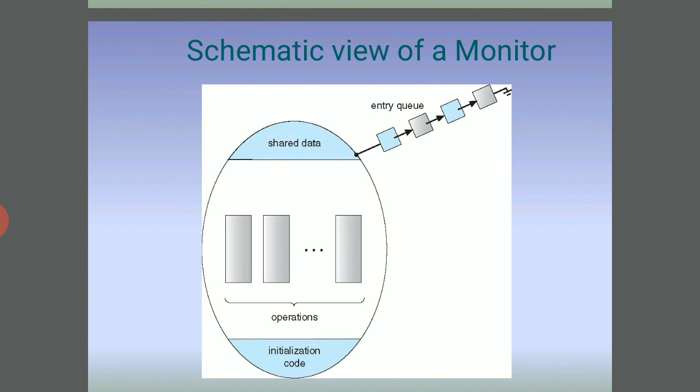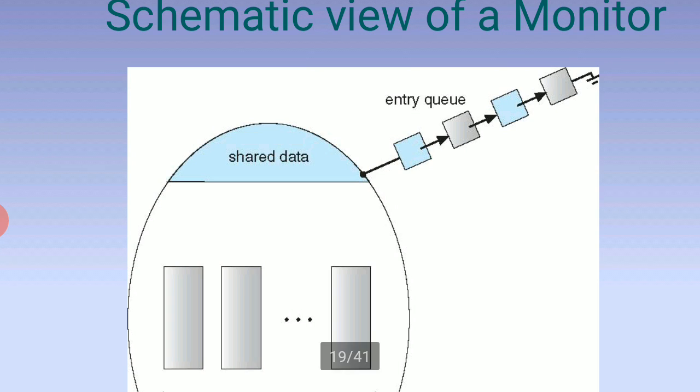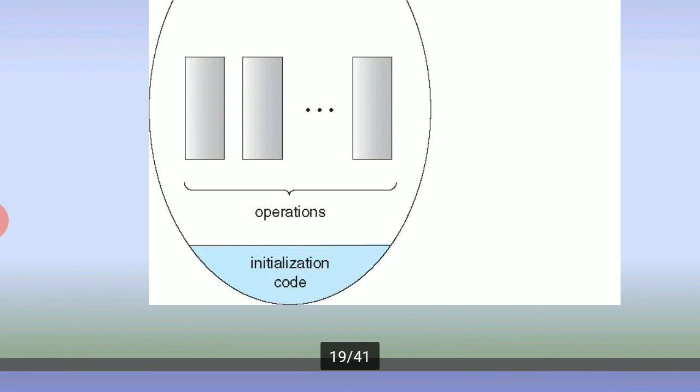The schematic view of the monitor. Here see the diagram. This is the shared data and the queue. Queue means the first program completes, then the second program will run, and when the second program is completed, the third program will run. This is the queue, first in first out: the first program that comes completes processing, then the second program will be started. So this is shared data. The queue is one program by one program continuation, with the operations and the initialization code.